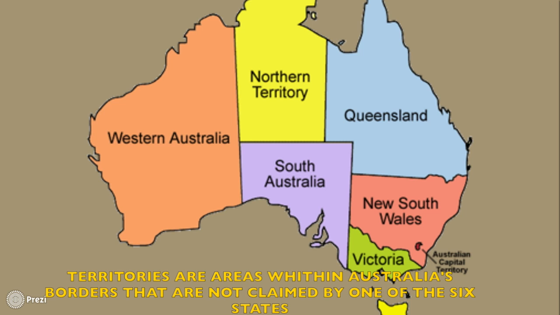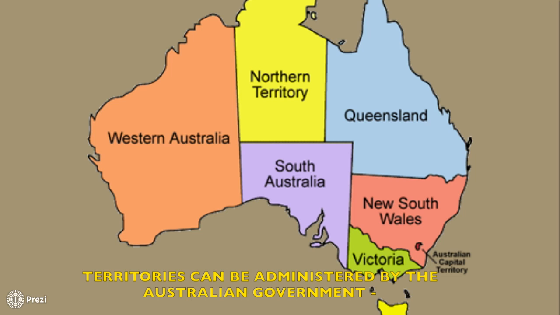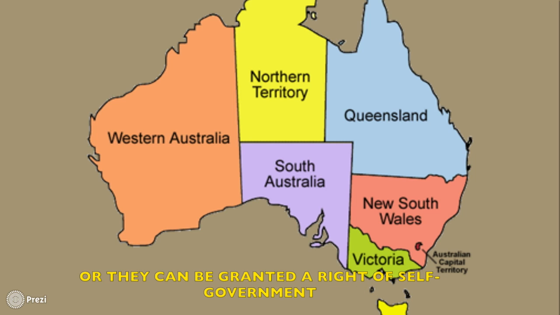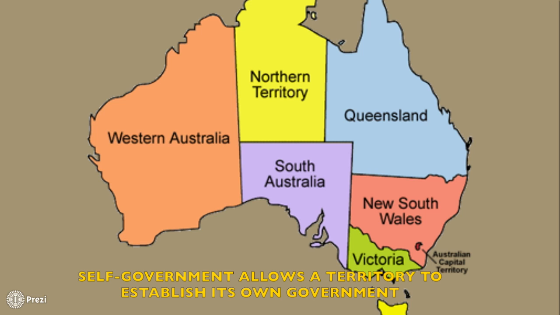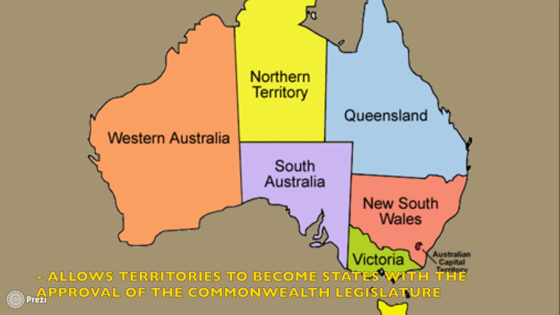Territories are areas within Australia's borders that are not claimed by one of the six states. Territories can be administered by the Australian government or they can be granted a right of self-government. Self-government allows a territory to establish its own government in a similar manner to a state. The Constitution of Australia allows territories to become states with the approval of the Commonwealth legislature.